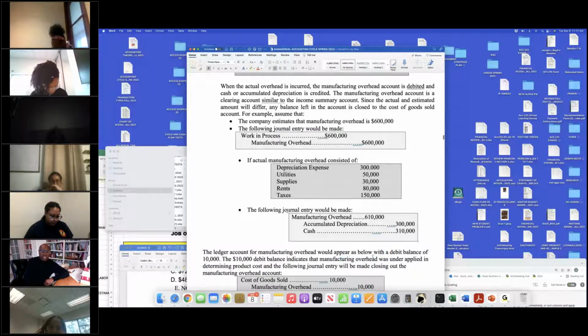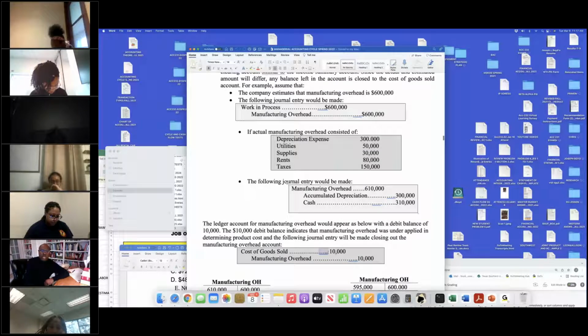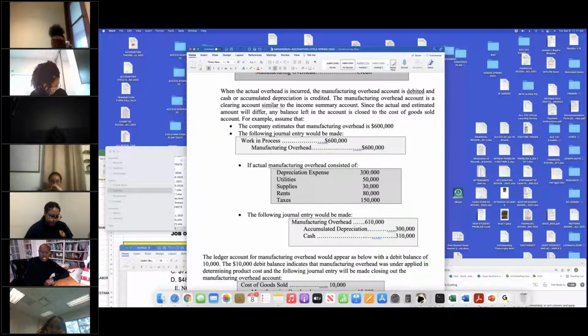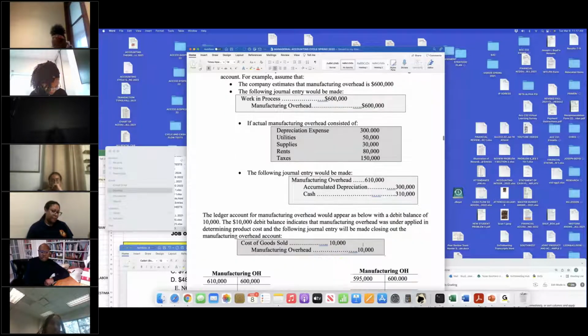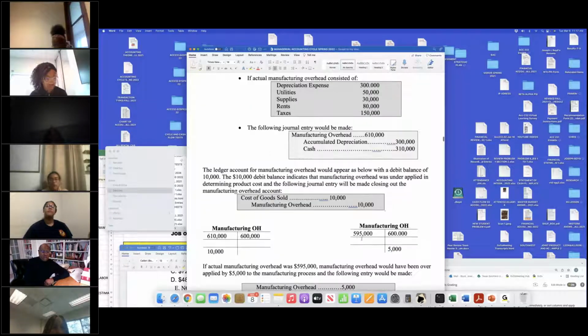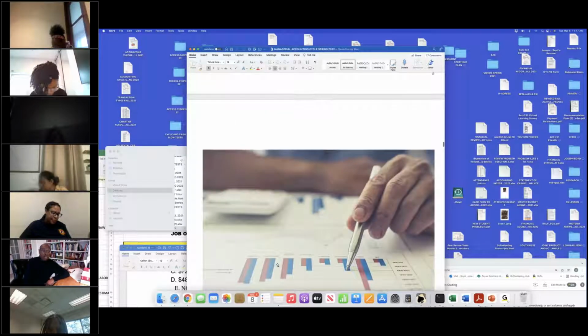So in this case, if we estimate the overhead to be 600, it was actually 610, we were short 10,000. So we underapplied it, we debit cost of goods sold and credit manufacturing overhead. What you got to know in making that entry is that the manufacturing overhead account has to move to zero. It always has to move to zero with the journal entry. And then we have our selling and administrative expenses.